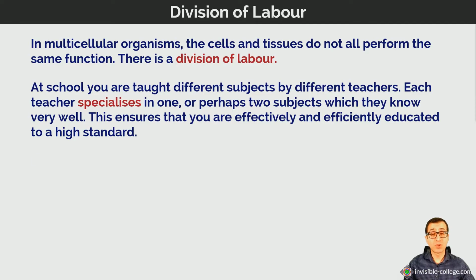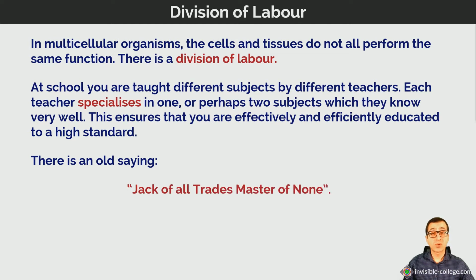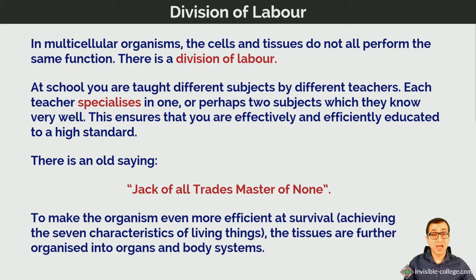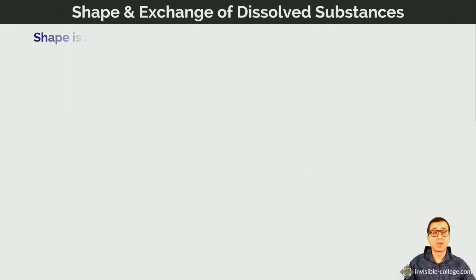Now, there's an old saying which I'm sure you've come across, the idea that a jack of all trades is a master of none. So to make the organism even more efficient at survival, at achieving the 7 characteristics of living things, the tissues are further organized into organs and ultimately into body systems. So let's take a look now at one final look at how this works in terms of surface area to volume ratio, how the jump from a single cell structure to a multicellular structure improves surface area to volume ratio.